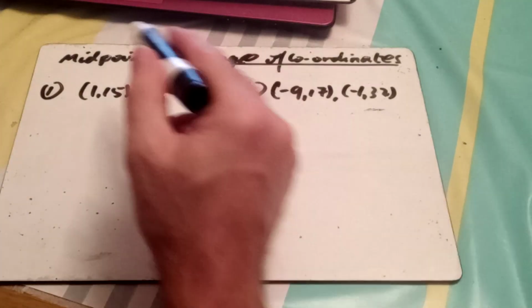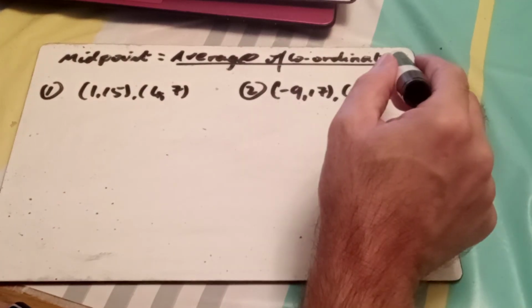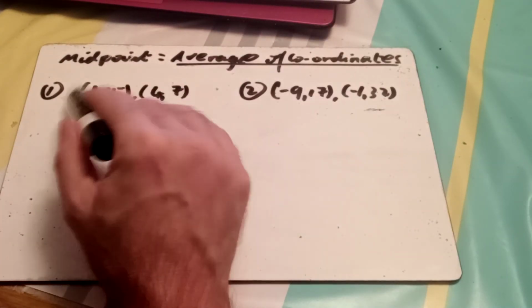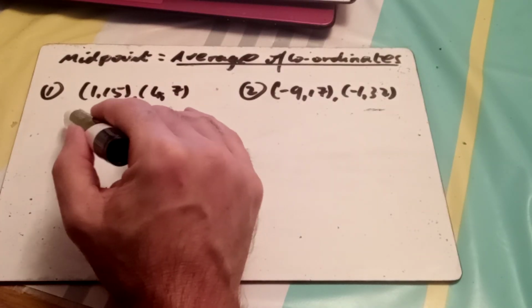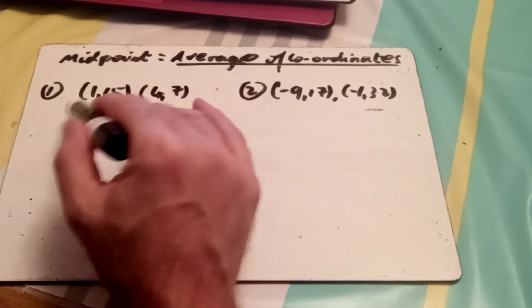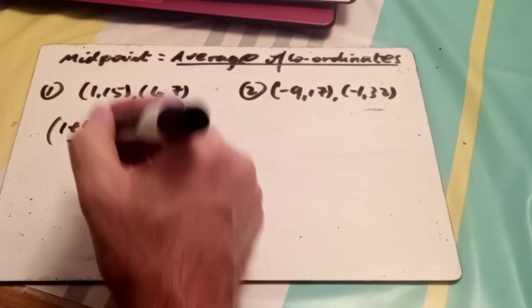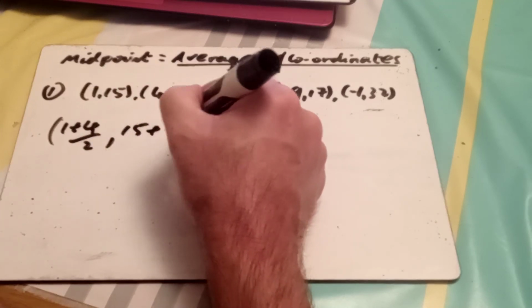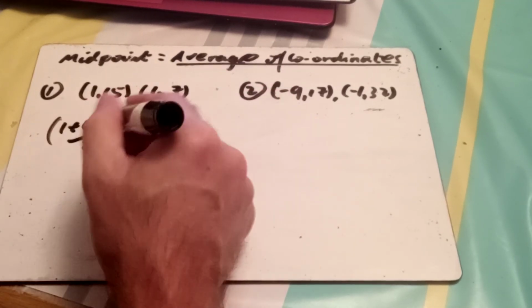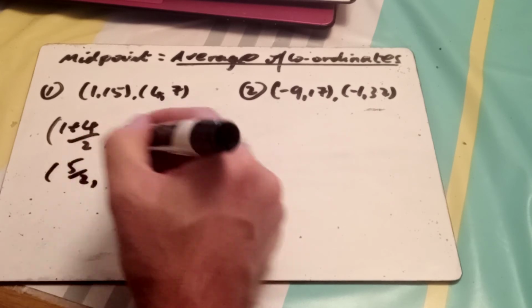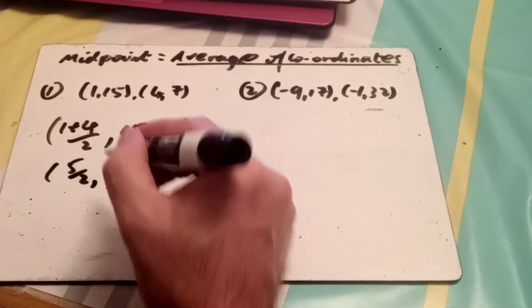And last little bit from this part here, midpoints. Nice and straightforward. Your midpoint is the average of the coordinates. What I mean is the average of the x-coordinates is the x-coordinate of the midpoint, then the average of the y's. So what I would do in this case, I'd be doing 1 plus 4 over 2 and 15 plus 7 over 2. So 5 over 2, 2.5, 22 over 2, 11.